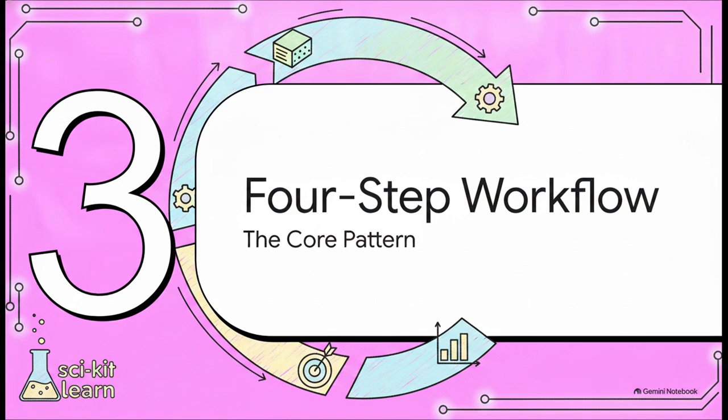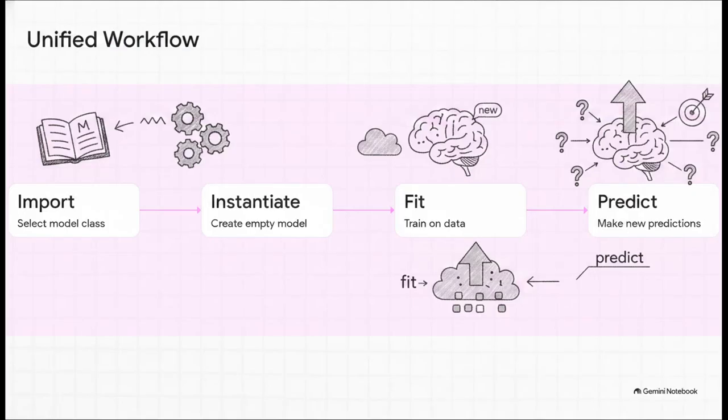All right, Section 3, the core four-step workflow. This workflow right here is the absolute center of this explainer. And honestly, it's the secret sauce behind scikit-learn's massive popularity. Every single algorithm in this entire library follows an identical four-step pattern. Step 1, you import the specific model class. Step 2, you instantiate that model, which is basically creating an empty, untrained brain.